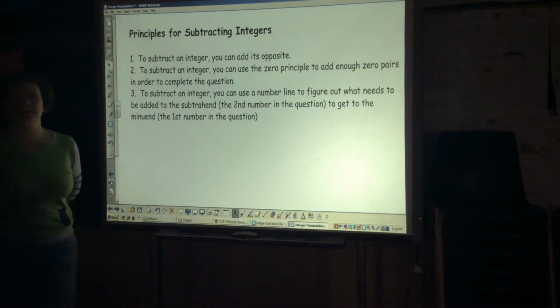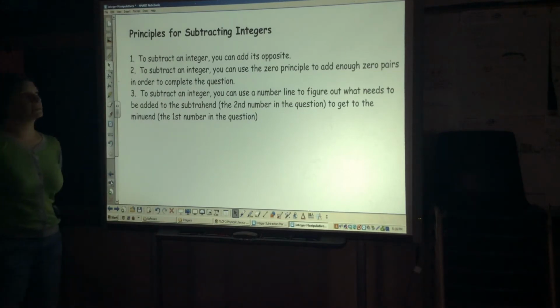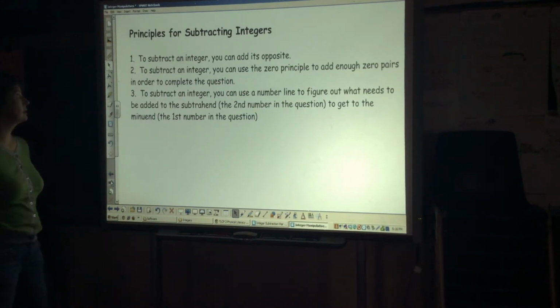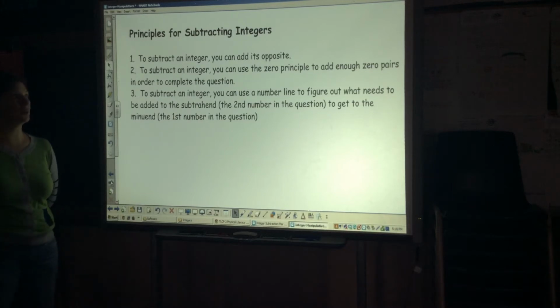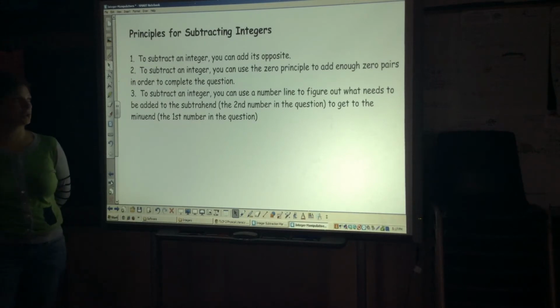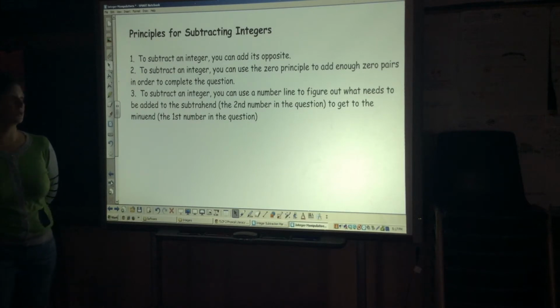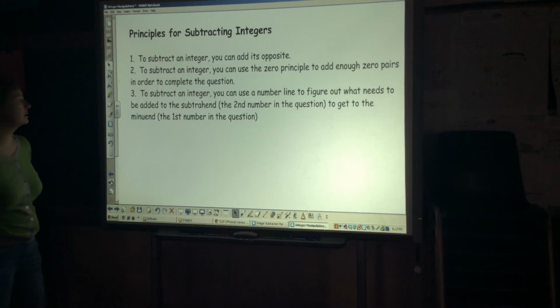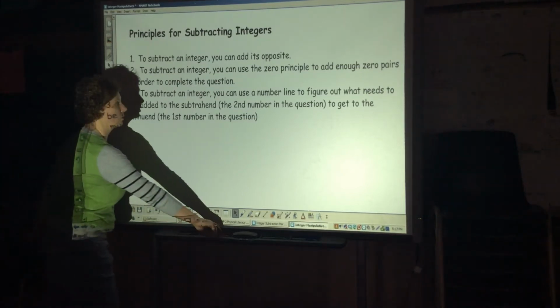Principles for subtracting integers. So to subtract an integer, you can add its opposite. To subtract an integer, you can use the 0 principle that we already talked about in adding integers to add enough 0 pairs in order to complete the question. And thirdly, to subtract an integer, you can use a number line to figure out what needs to be added to the subtrahend, which is the second number in the question, to get to the minuend, which is the first number in the question. Okay?